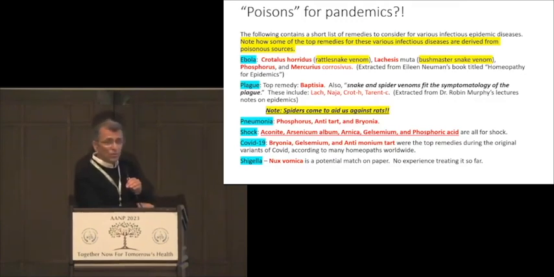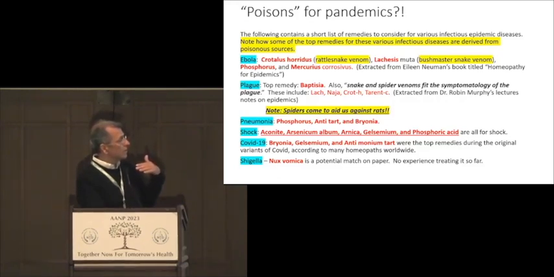And in fact, most homeopathic remedies that are powerful come from poisonous sources. Let's take plague, for example. Plague, which is a disease we can contract from rats. According to Dr. Robin Murphy, one of my top teachers, he mentioned in his epidemics talk that snakes and spider venom, right?